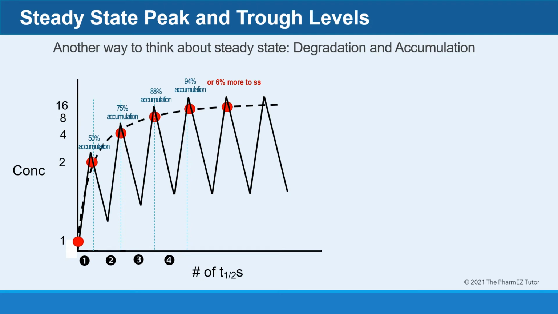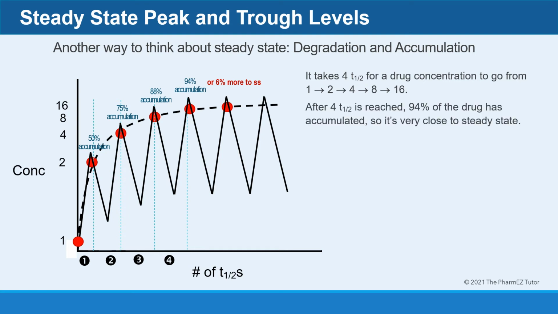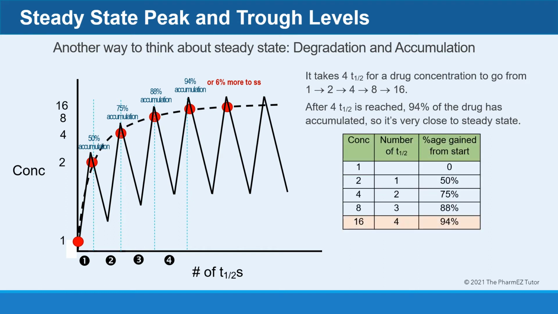Likewise, when we think about accumulation, it takes 4 half-lives for a drug concentration to go from 1 to 2 to 4 to 8 to 16. After 4 half-lives is reached, 94% of the drug has accumulated, so it's very close to steady state. Here's a table that illustrates this fact.